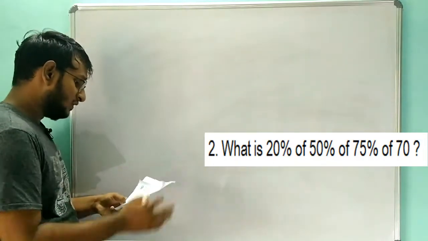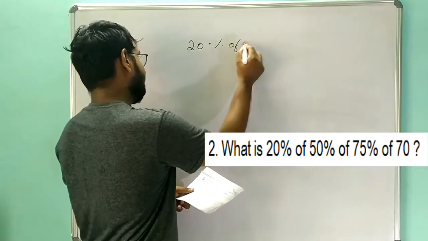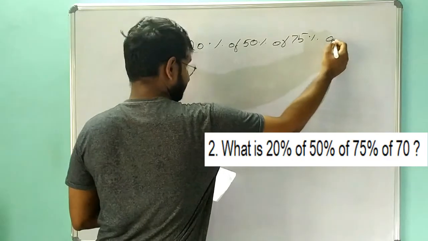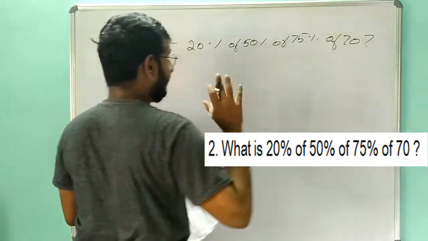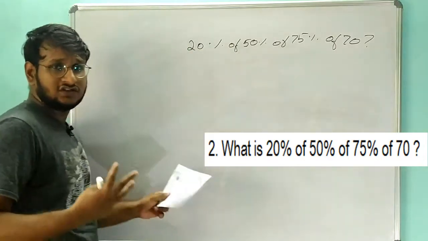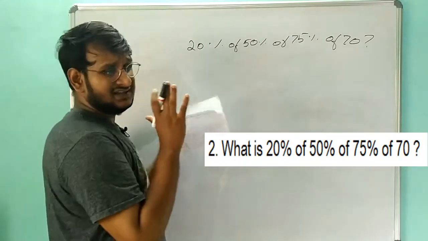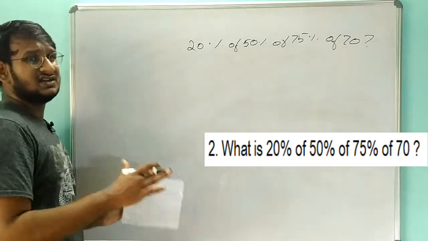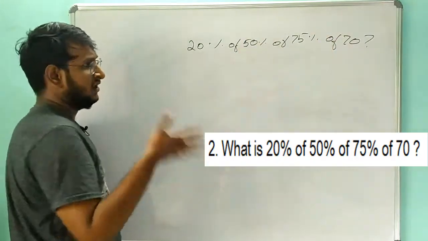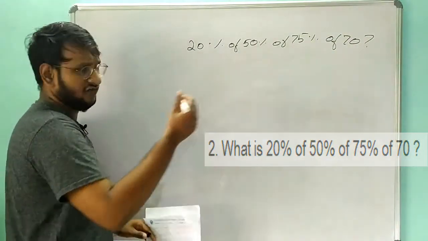In the second question they have asked: what is 20% of 50% of 75% of 70? This is a kind of tricky question. If we get a question like this, usually students or aspirants tend to get puzzled. There is nothing to get puzzled over here, it's just a simple thing. Just divide this question into parts. First we are going to find what is 75% of 70.